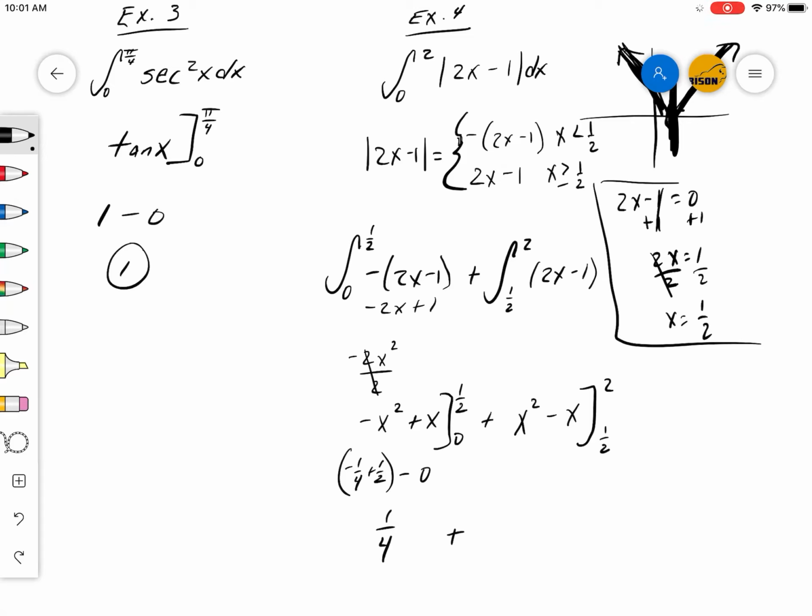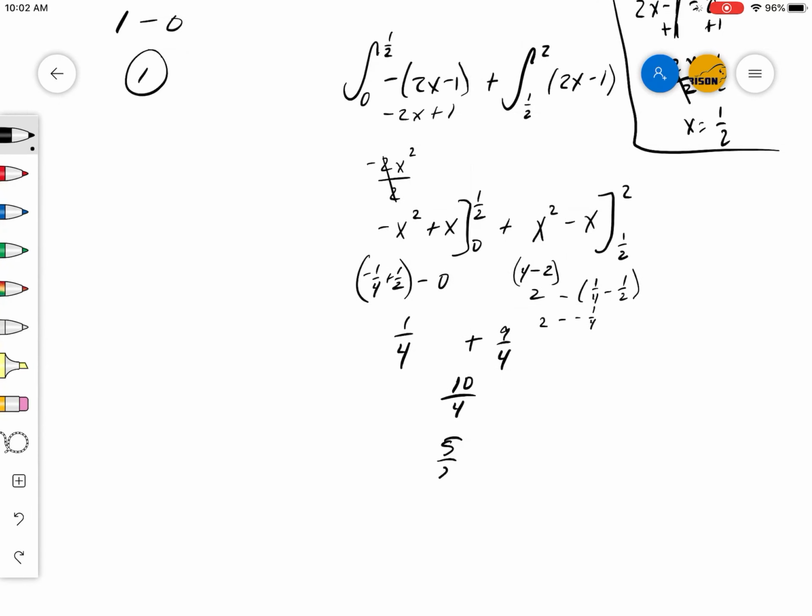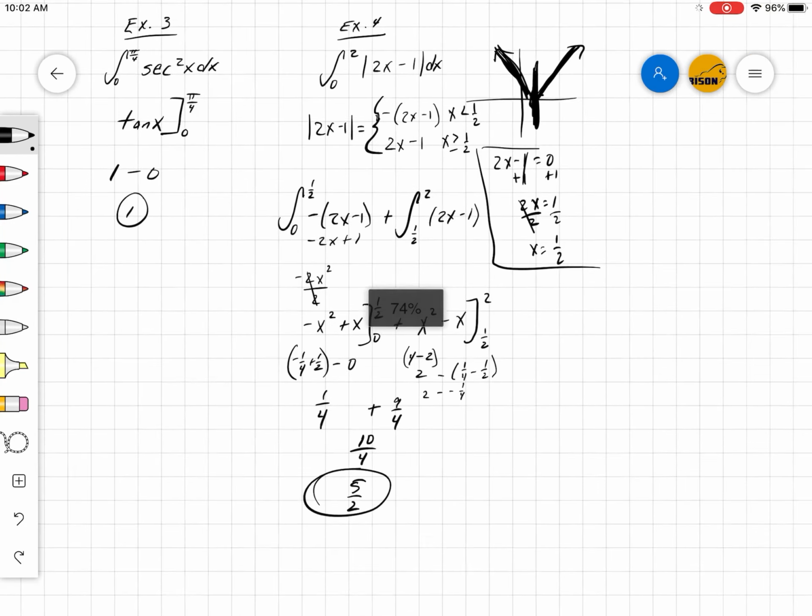Plugging in the top number, plugging in a 2, that would be 2 squared is 4 minus 2. So this is going to output me 2 here. And then I got a minus, plugging in the bottom. So 1/2 squared would be a fourth minus a half. So 1/4 minus 1/2 would be negative a fourth. So 2 minus negative 1/4, so adding, that'd be 2 1/4. So 9/4. So adding those together gives me 10/4, which reduces down to 5/2, which is our complete answer on this guy.